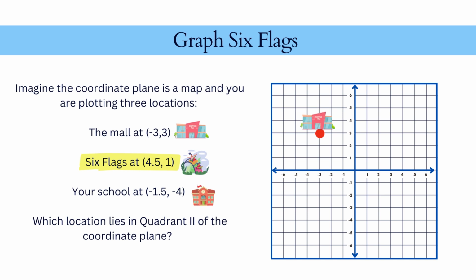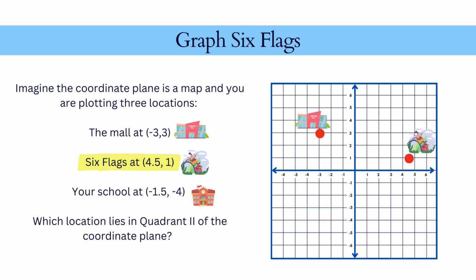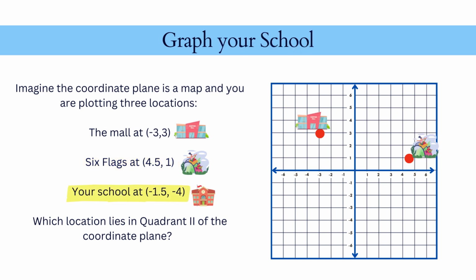Now let's graph the location of Six Flags. Begin at the origin and head 4.5 units to the right. Based on your students' needs, some review may be necessary for graphing decimals and fractions. Place 1 red tile going up and place your coordinate point. Then label.